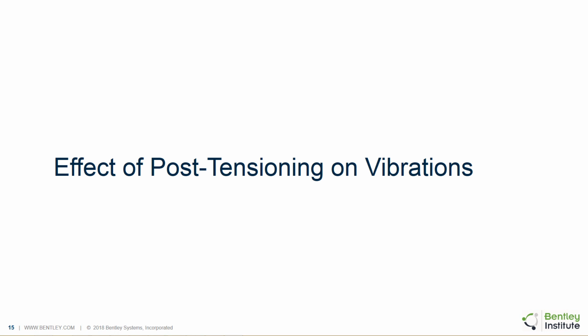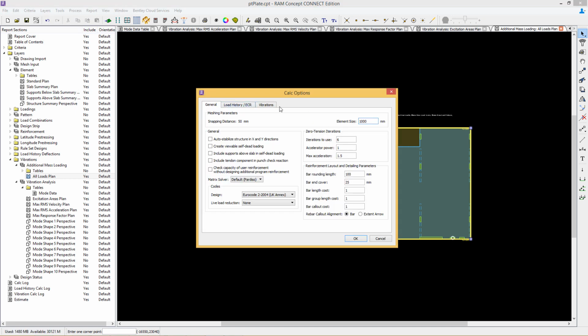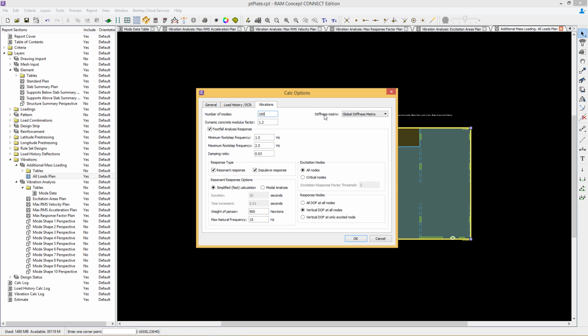But if you use RAM Concept for the vibration calculations, just know that the post-tensioning will be included in those calculations. Before we close, I want to show you how you could consider the effects of cracking in the vibration calculations in RAM Concept, and also potentially the beneficial effects that post-tensioning would have on preventing cracking. So if we go back to the criteria and calc options selection and the vibrations tab, we'll see that there's a stiffness matrix option, and the default selection there is the global stiffness matrix, which would not include any cracking or the effects that post-tensioning would have on cracking.